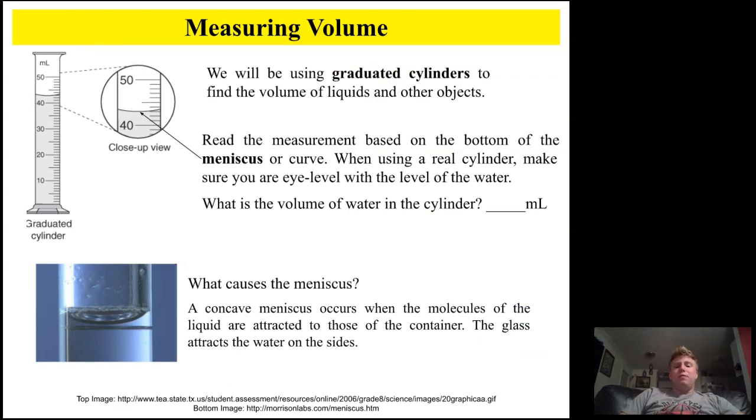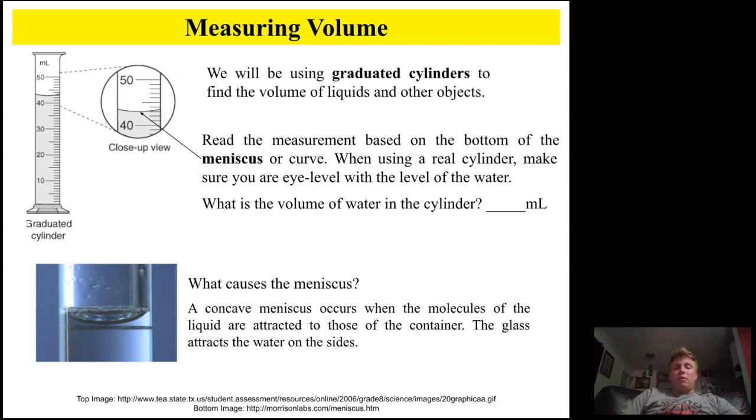Now, when measuring volume, particularly using water, we use something called a graduated cylinder. In order to read a graduated cylinder, you should measure at the base or the bottom of the curve of the water. This is called the meniscus. When using a real cylinder, make sure that you are eye level with the water in order to measure it accurately. If you are not eye level, you can get an inaccurate reading.